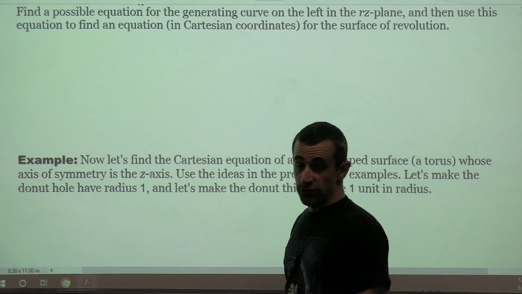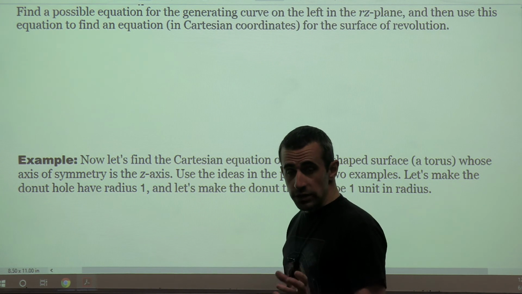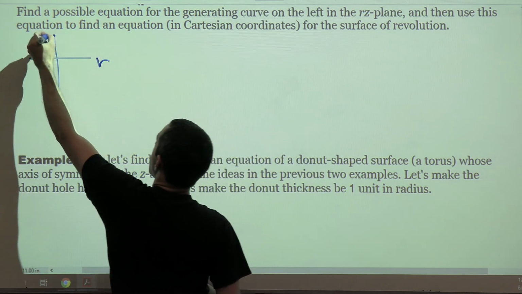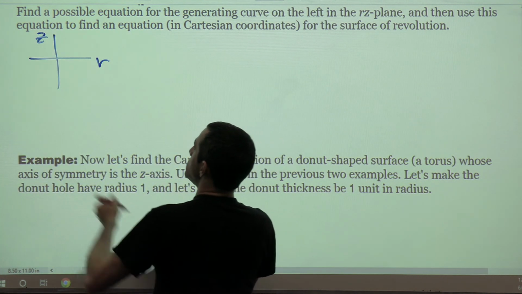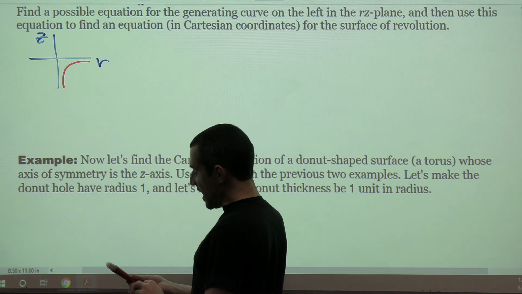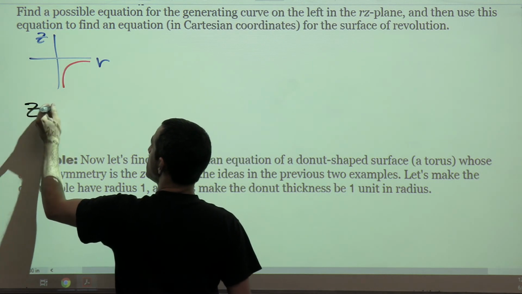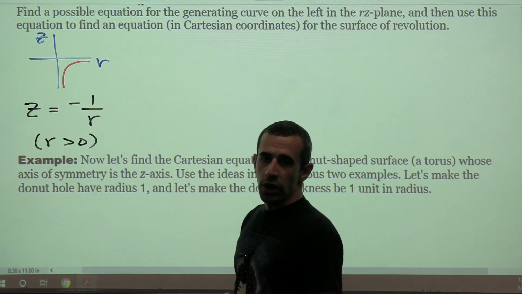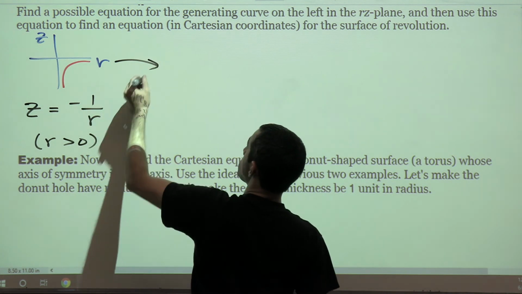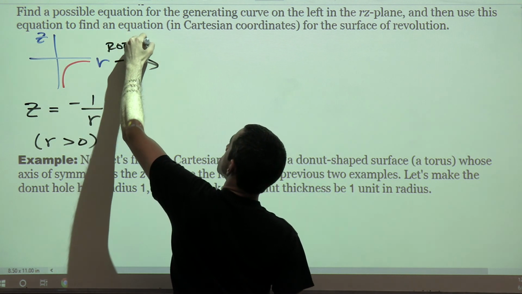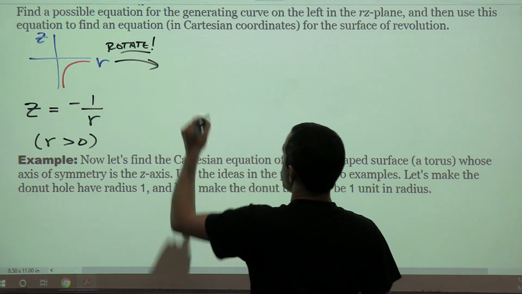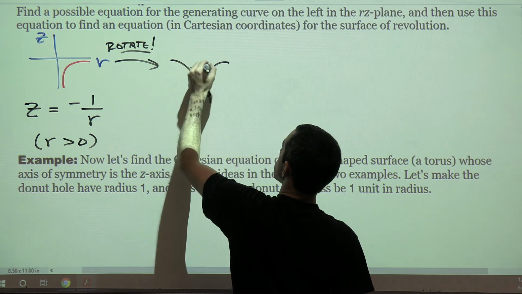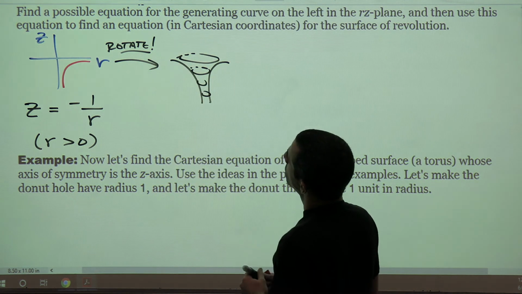All right, so I scrolled here to give myself more room to write the answer. So we found the equation of a radial cross-section. Remember the radial cross-section in the RZ plane is this curve right here. And we said that a good equation for that would be z equals negative 1 over r, where r is positive. And when we rotate, we generate our funnel shape, which is going to look something like that. So that's our surface.